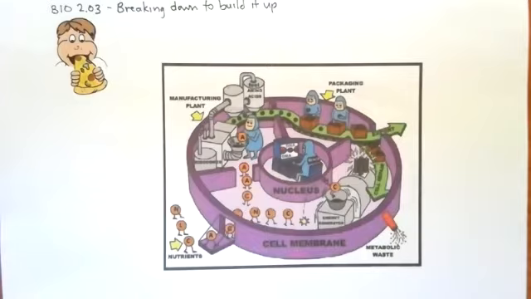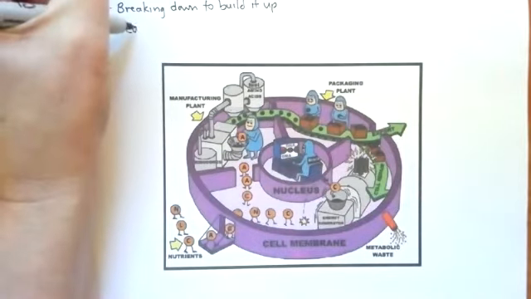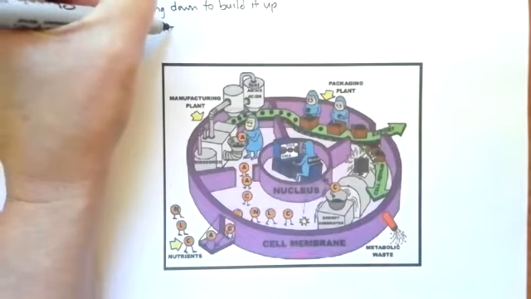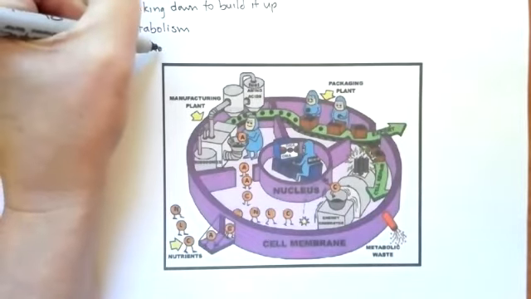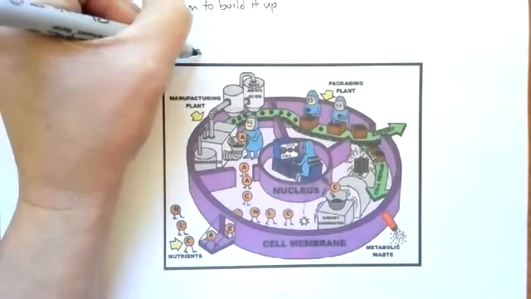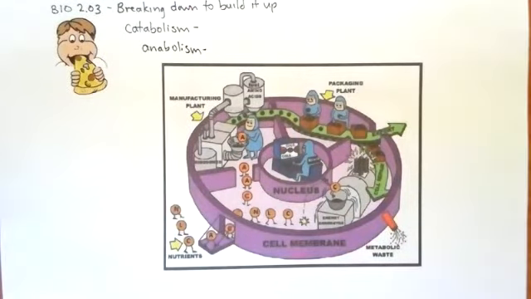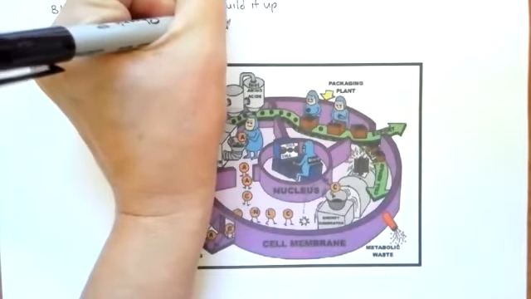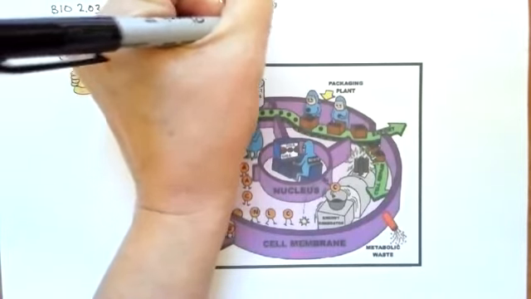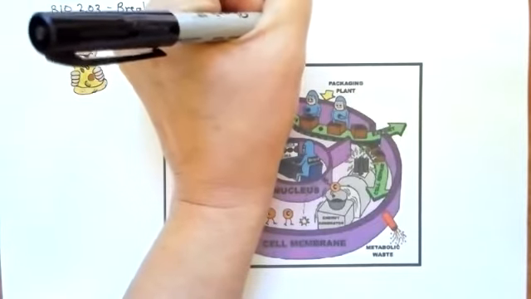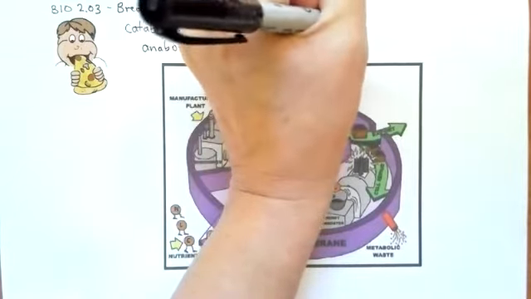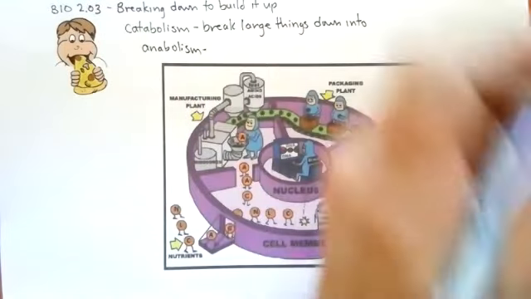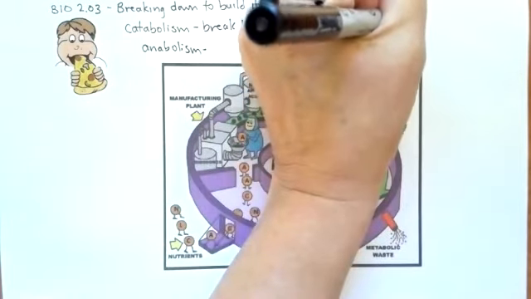We are talking about in this video two terms: catabolism and anabolism. And these are terms that you saw in the last chapter. And we learned that catabolism is to break large things down into small pieces.